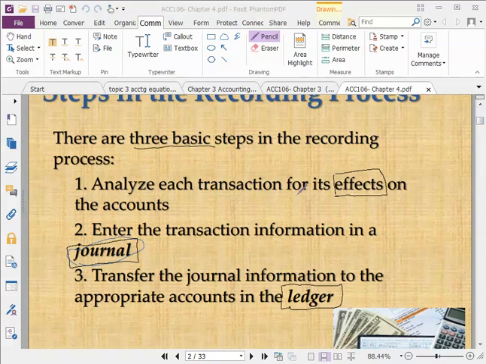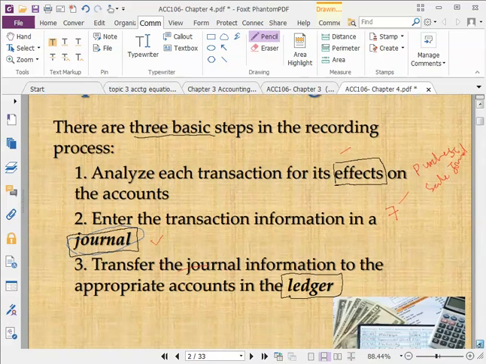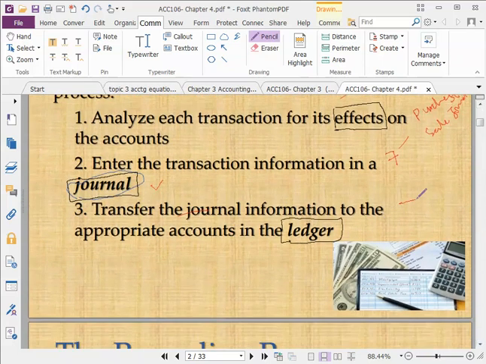Analyze each transaction for its effect on the account. Yang ini kita you dah belajar tadi, chapter 3. And then enter the transaction information into a journal. Okay, journal tu maknanya yang ada 7 journal tu. I hope that you still remember. Okay, we have purchase journal, sales journal, and then which must transfer to appropriate account in the ledger. Okay, ledger adalah the account.